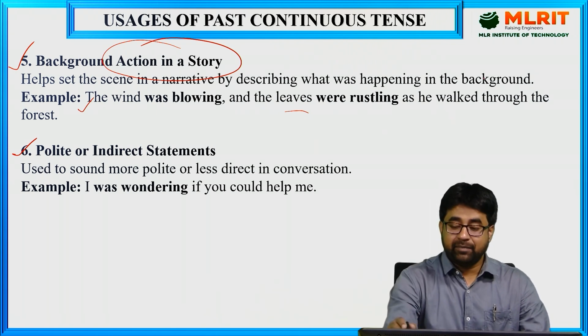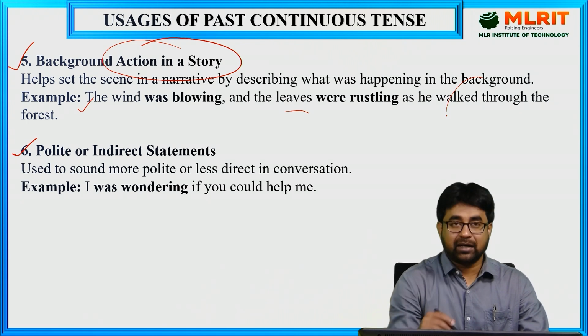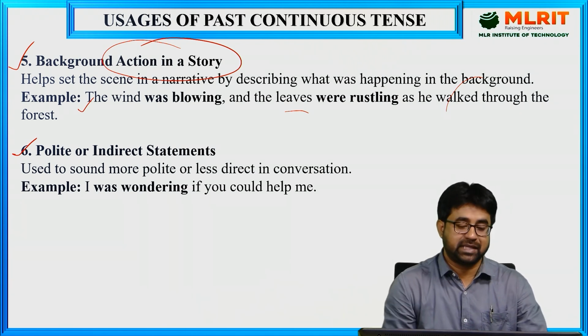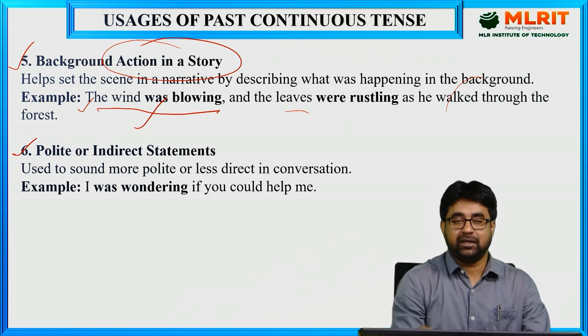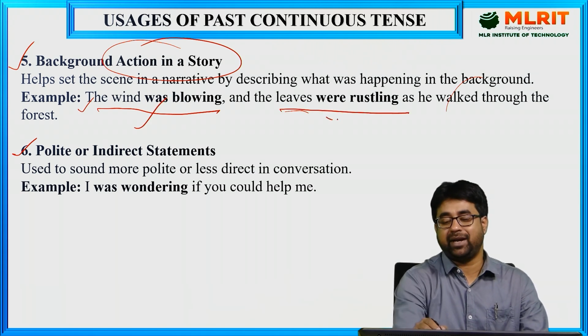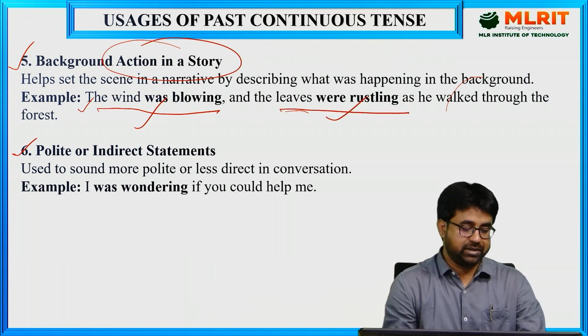So I'm just talking about the background action that was happening, right? That's why which tense am I using? Past continuous tense. Leaves were rustling. This is also past continuous tense.